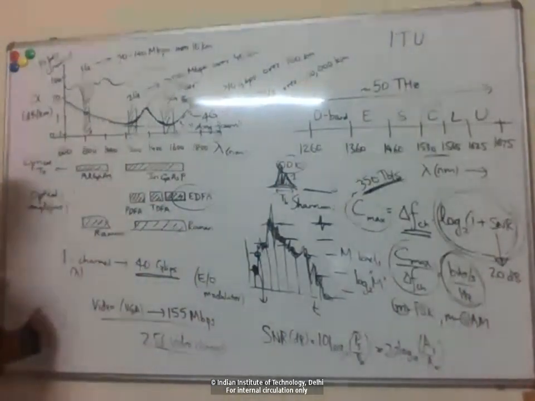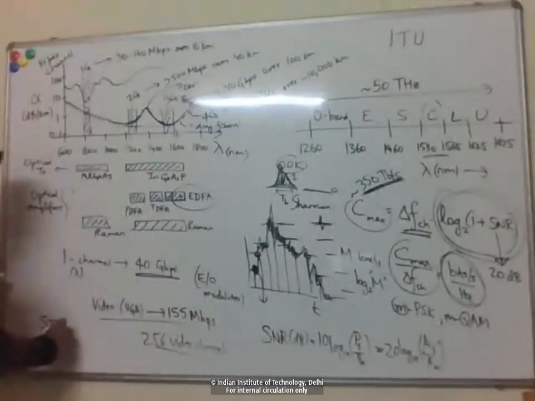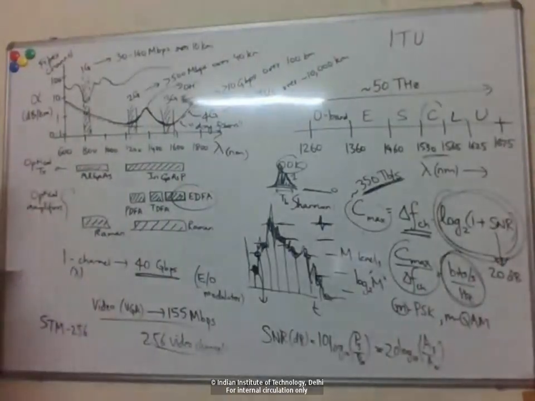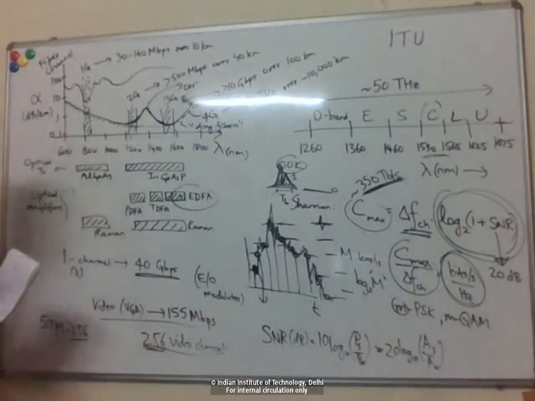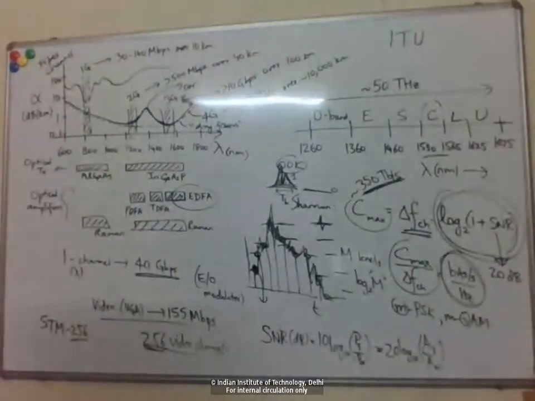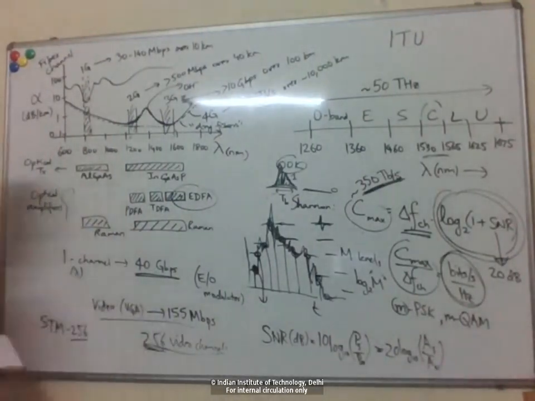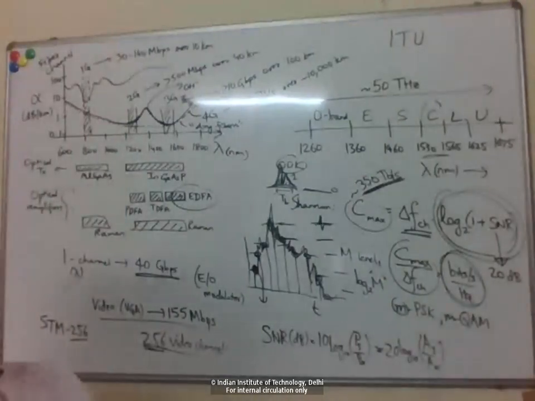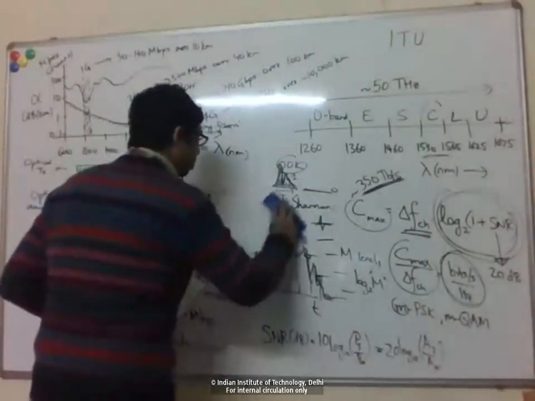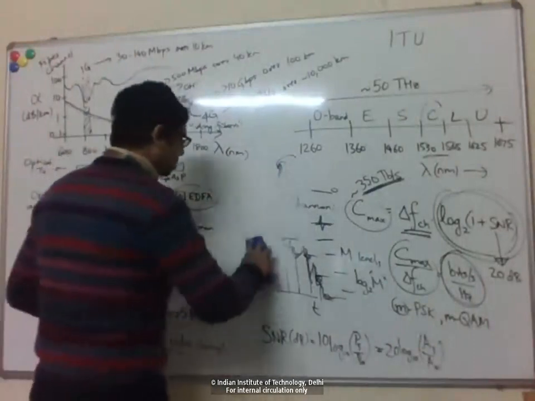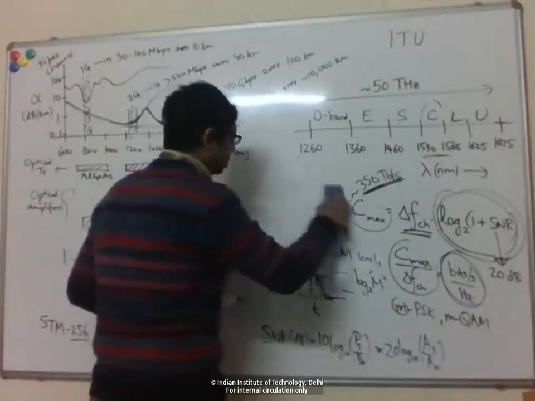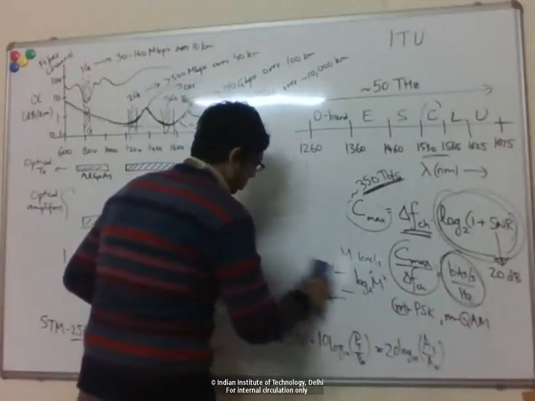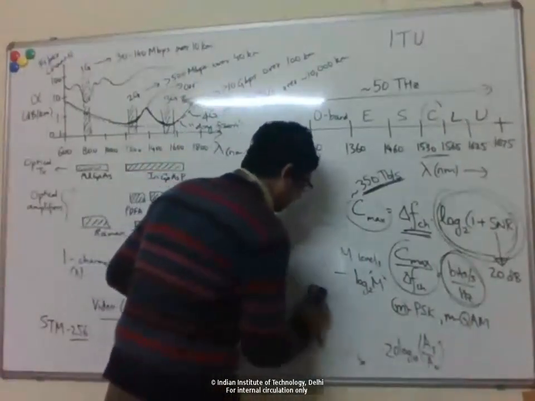So this standard is called STM256, because you can send 256 video channels simultaneously on one optical wavelength. And how this is done is basically time division multiplexing. So how different video channels are sent on the same optical wavelength is through time division multiplexing.